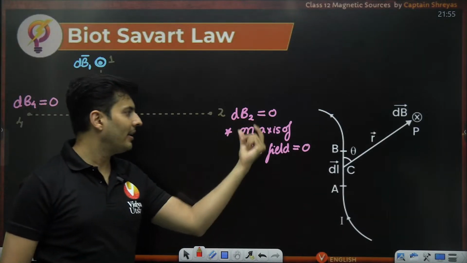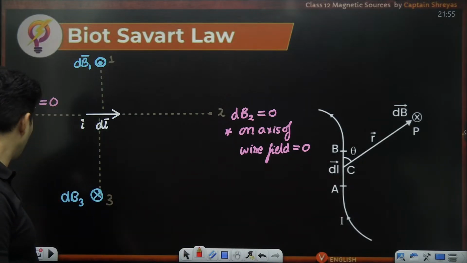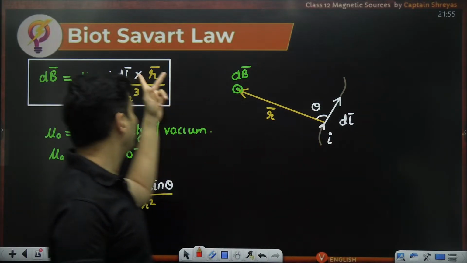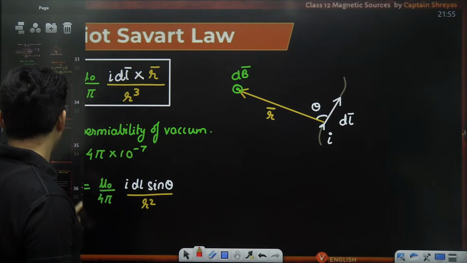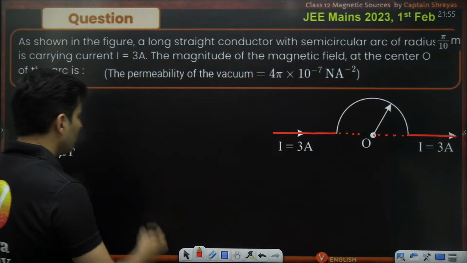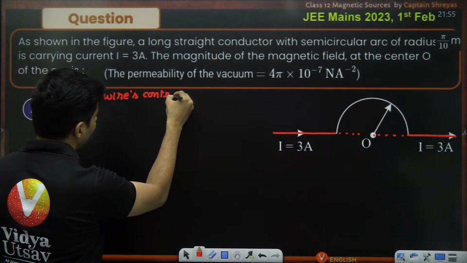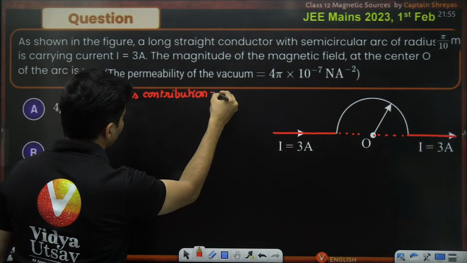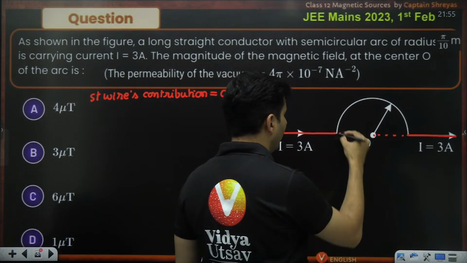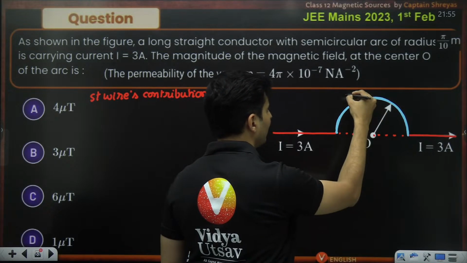Magnetic field on the axis. If you are in front of the wire, the field is 0 because r cross L will be 0. The cross product will become 0. So if you are directly in front of the wire, the cross product of both of them will be 0. So there will be no contribution, and hence they will not contribute. So the straight wires' contribution is absolutely 0. So forget about it. The only part I have to concentrate on now is this particular part, which is nothing but an arc carrying current.